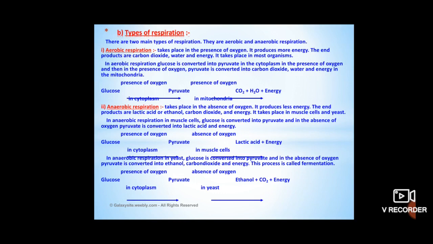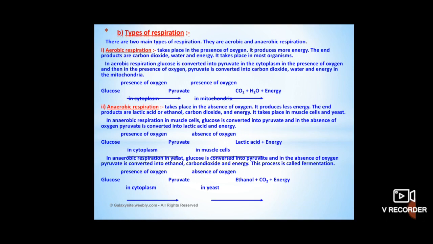Yes, children, anaerobic respiration can take place in the muscles in some cases. Because of that, our muscle cells don't get a sufficient amount of oxygen when we are doing a large amount of physical activity. As a result, the process of anaerobic respiration takes place in the muscles also. We technically call it cramping of muscles.